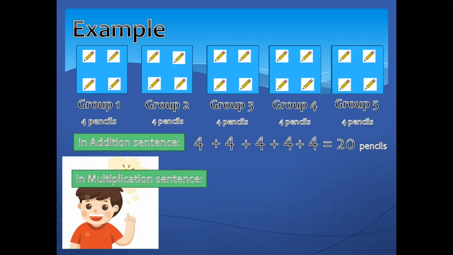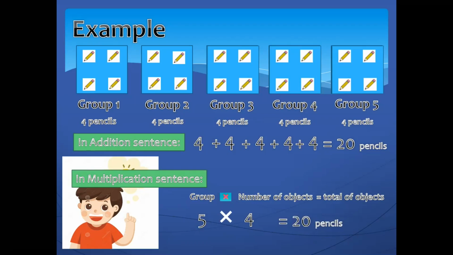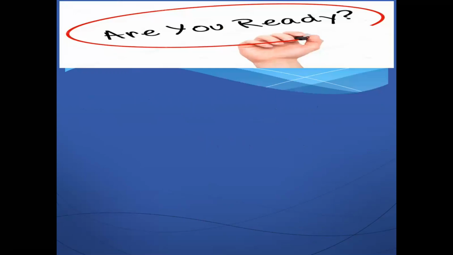Let's rewrite this as a multiplication sentence. How many groups do you see? First we should write the group. So we have 5 groups. Then multiply by the number of objects, equals the total of objects. So we have 5 groups times, then how many objects does each group have? We have 4. So 5 times 4 equals 20 pencils. It's easy, right?